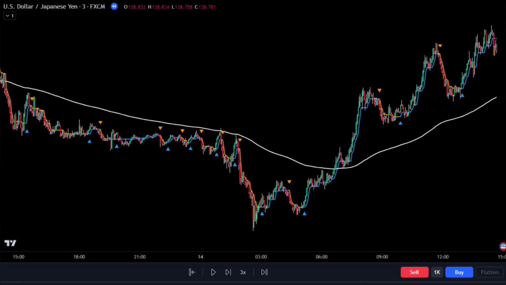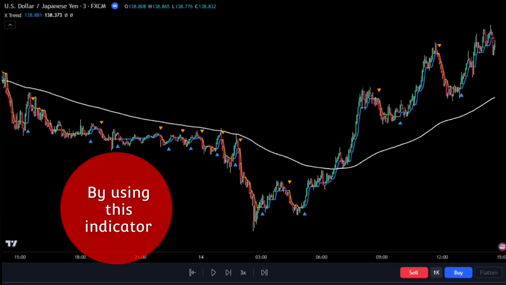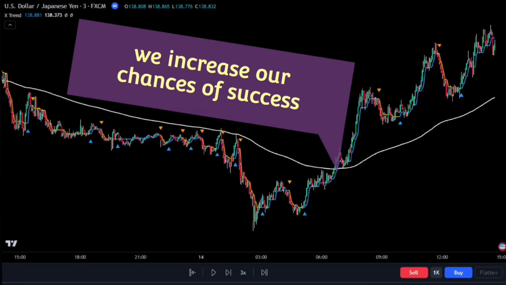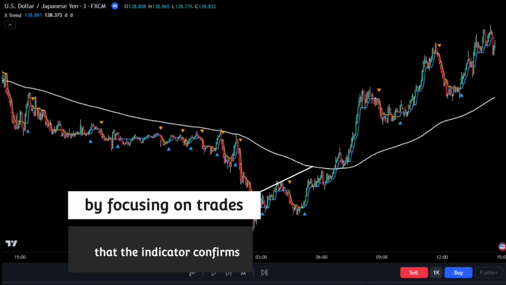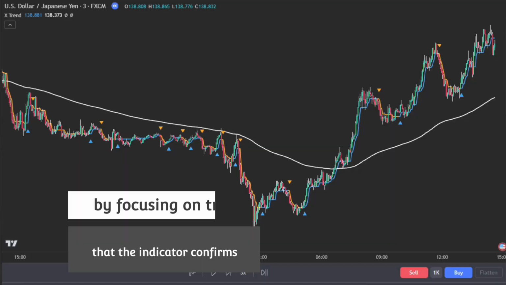What's special about this indicator is that it uses a 200-day moving average. This moving average helps us analyze the market even more. The indicator also tells us when to buy or sell based on the direction of the market price. By using this indicator, we increase our chances of success by focusing on trades that the indicator confirms.